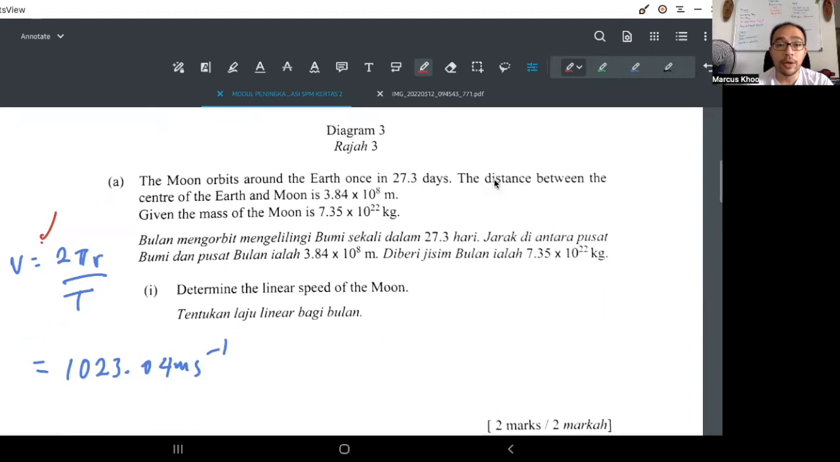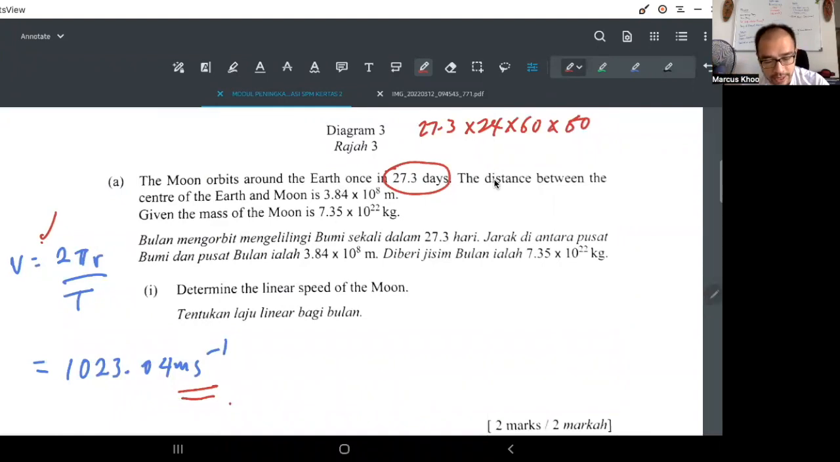The t is 27.3, but remember that we have to change this into seconds. So it's 27.3 times 24 times 60 times 60. Because the first one is to change to hours, the second one is to change to minutes, and the third one is to change to seconds. Because our unit is meters per second, so we have to change the days into seconds.